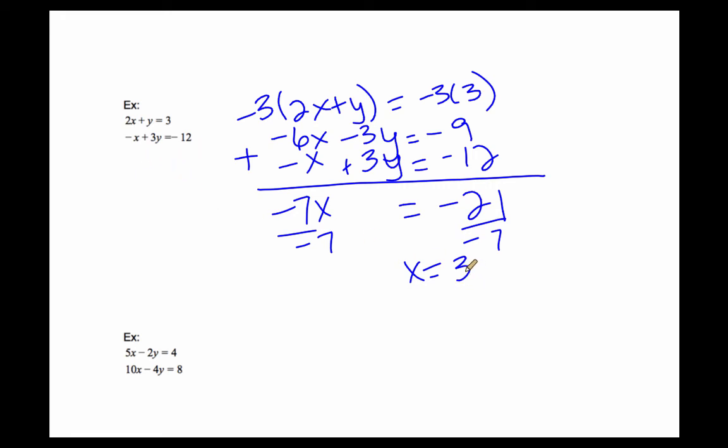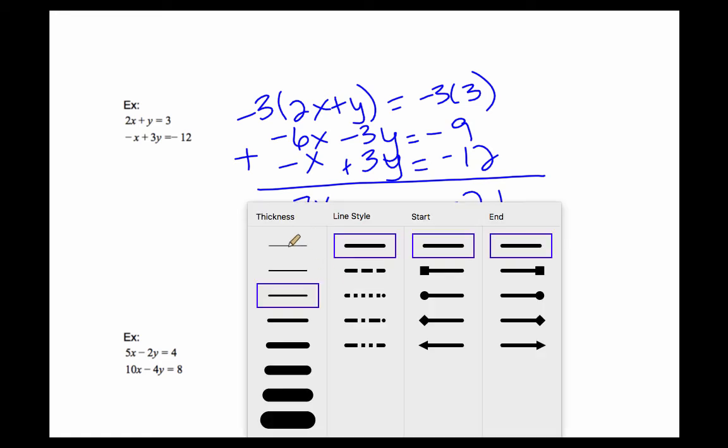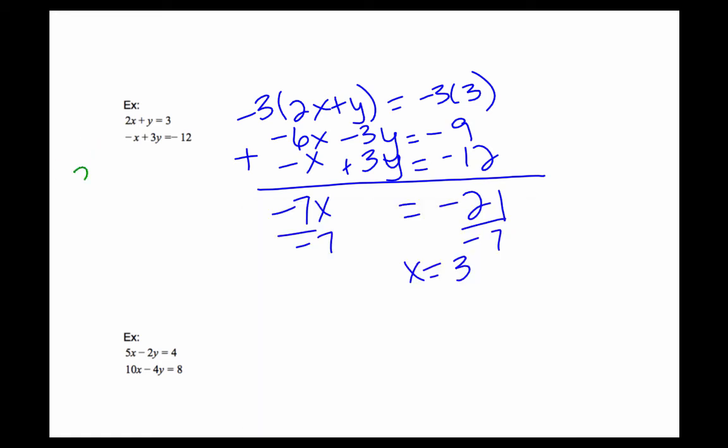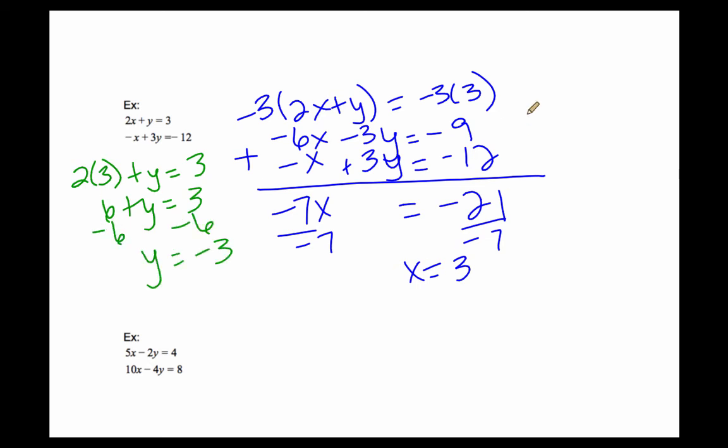All right, we're not done. So x equals 3. So let me go back and plug that in. So 2 times 3 plus y equals 3. So 6 plus y equals 3, minus 6, y equals negative 3. So my answer is 3, negative 3.